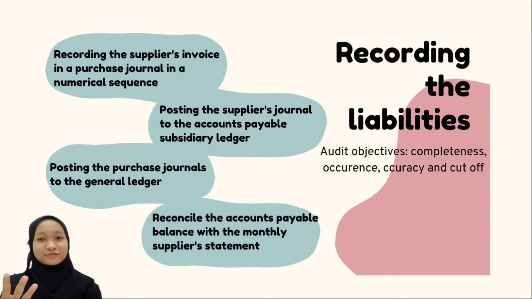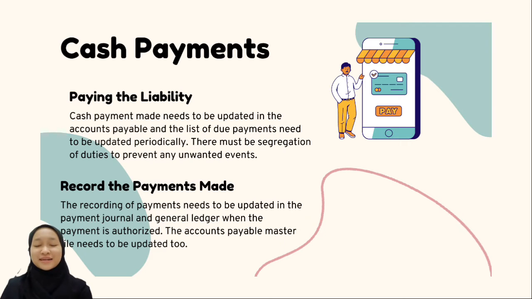For cash payment transactions, there are 2 processes, which are paying the liability and also recording the payments made. Both of these need to be done properly so that there will be no issue of fraud or unauthorized payments. It also needs to be controlled properly so that there will be no false findings by the auditors, and they will also achieve the audit objectives.